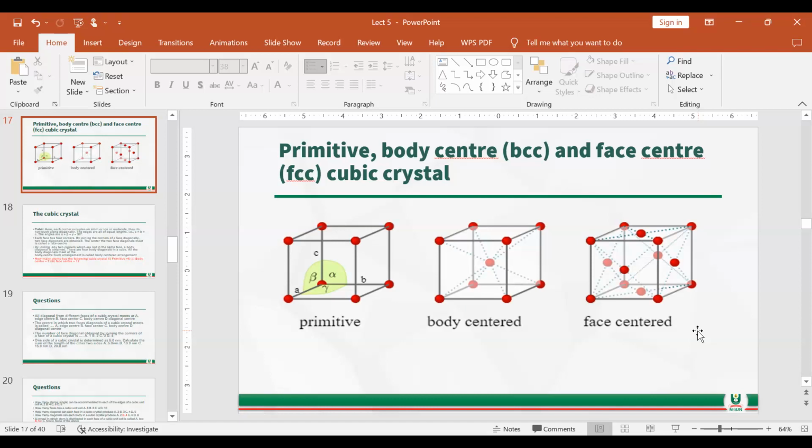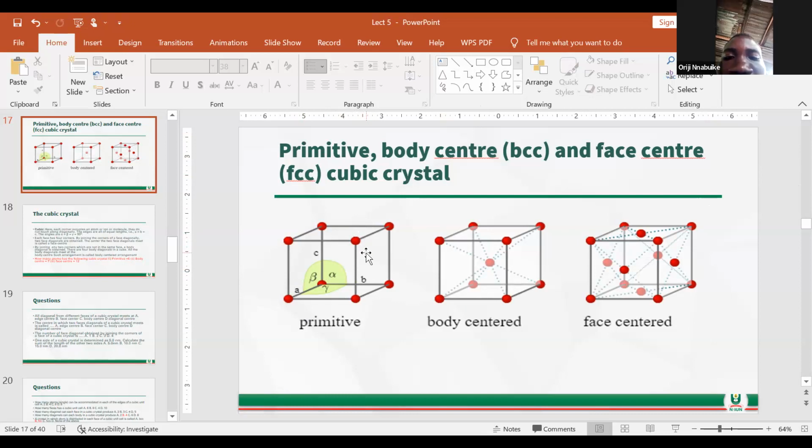How many atoms do they have? 14, sir. 14. Yes. Let's see. How many faces does a cube have? 6. A cube has how many faces? You see, sir, the number of faces.